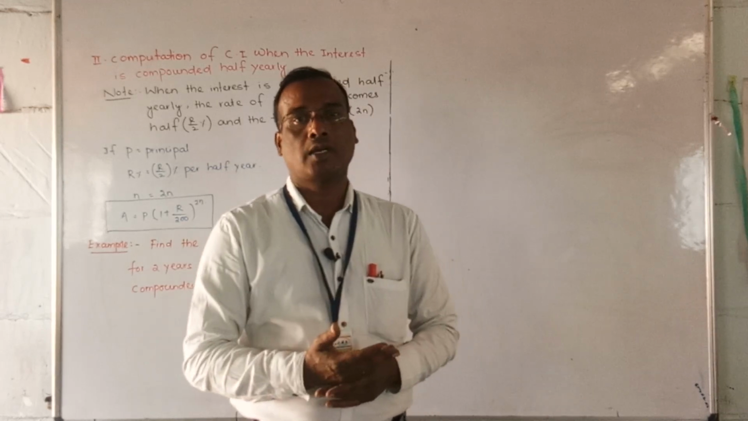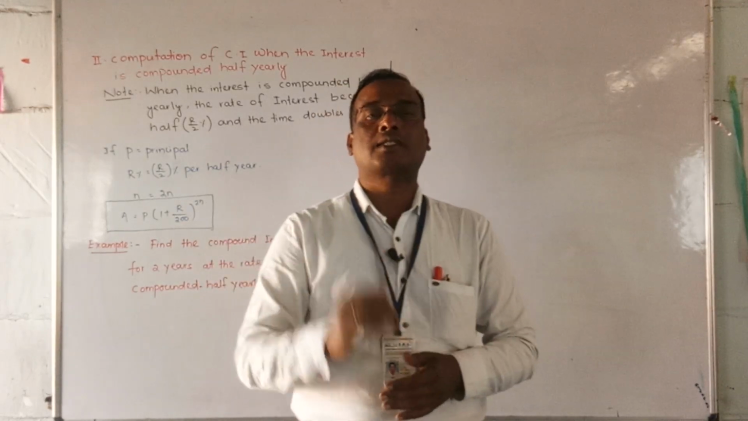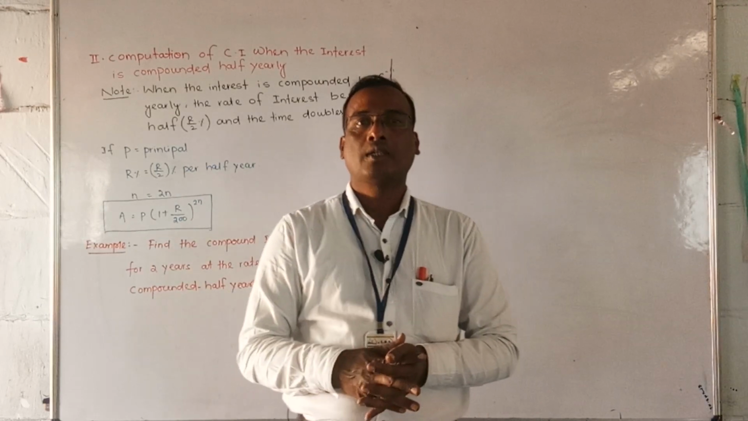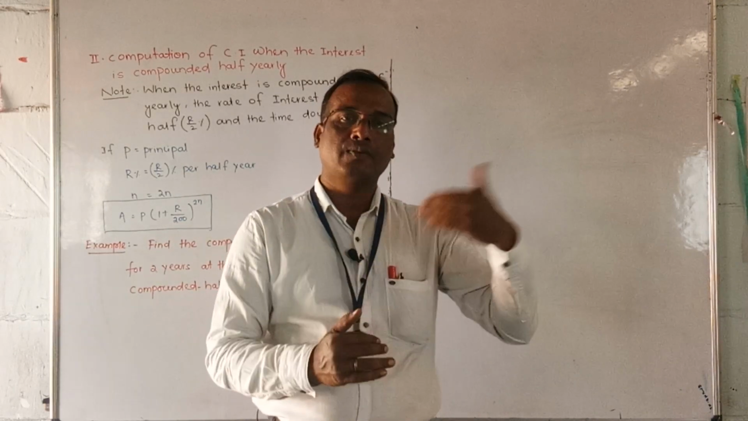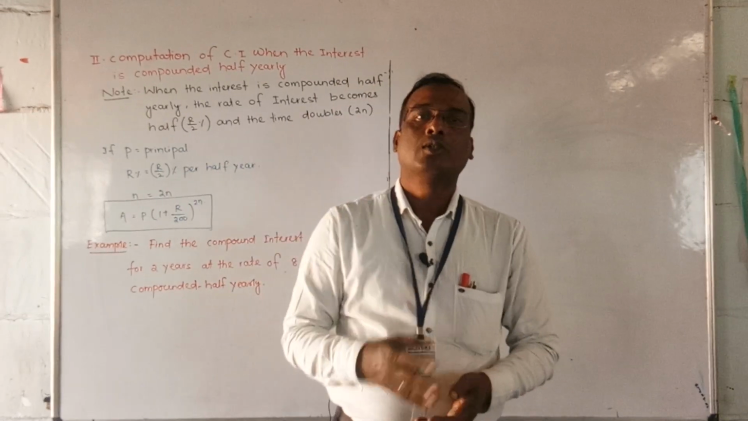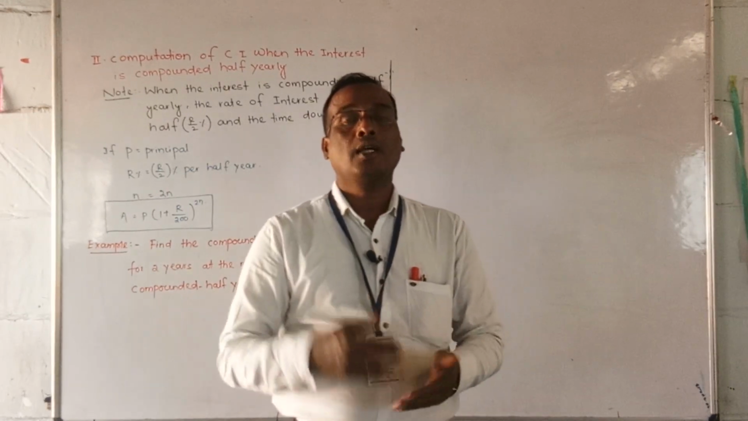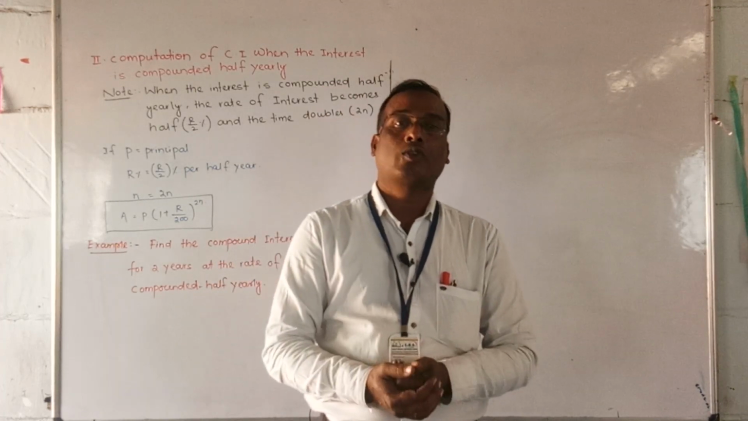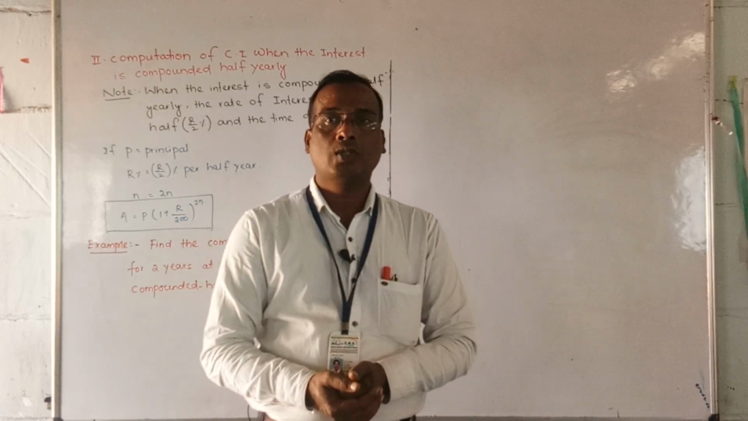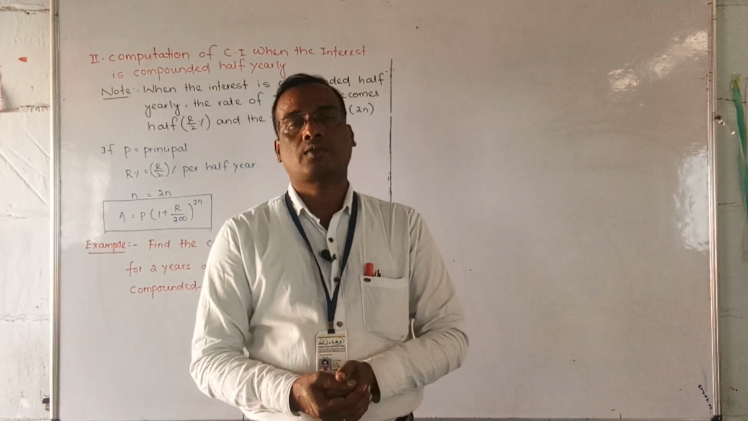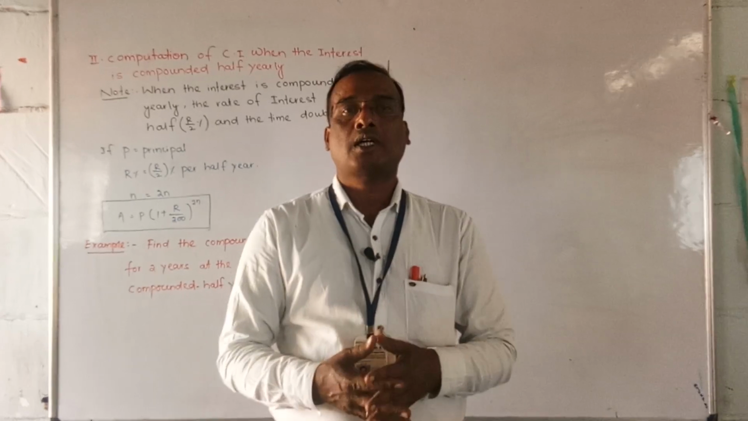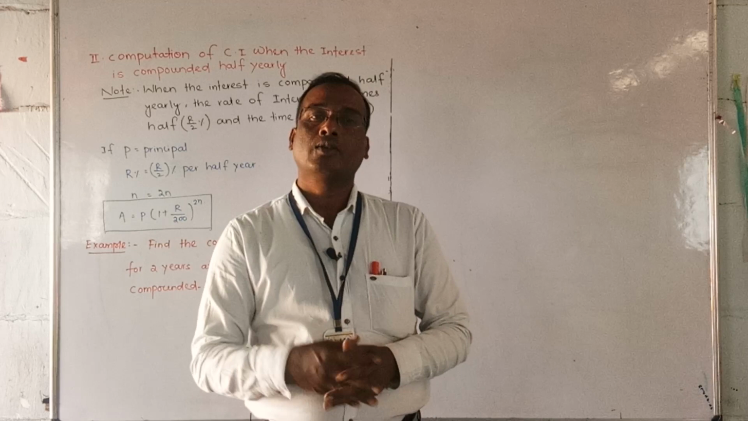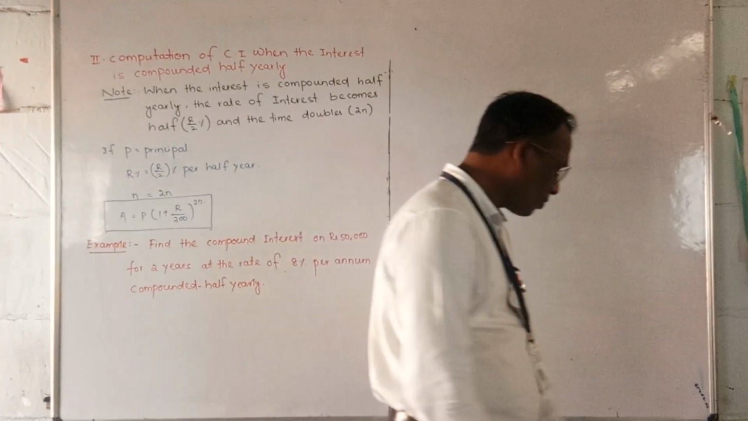Are you clear? Suppose 3 years is given, then the n value will be 6. That means 2n. If the time given is 2 years, then in place of n you have to write 4, that means the n value will become 4. Are you clear students? So let us start with what compound interest is and what the formula is for half yearly. Look at here students, we can do this problem.